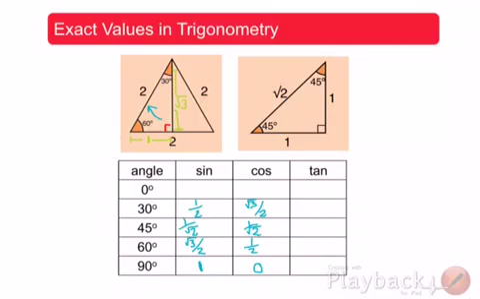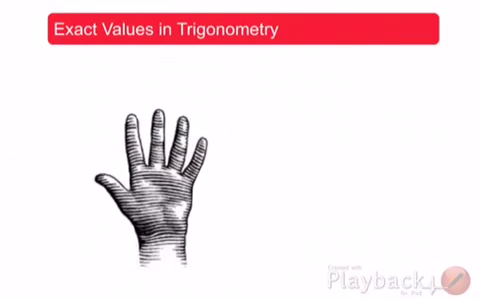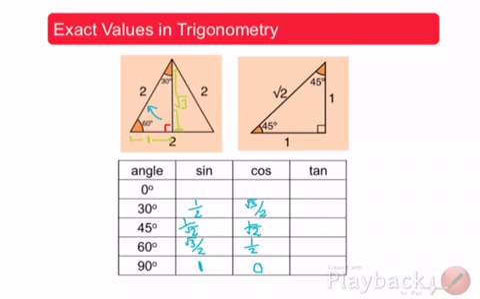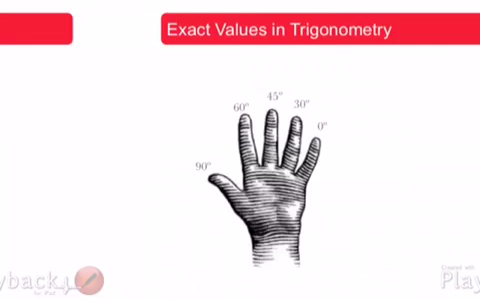I'm going to show you a trick to find them without having to draw the triangles, because that takes a lot of time. So what we do is we lay out our hand and we label it 90 degrees, 60 degrees, 45 degrees, 30 degrees and 0 degrees. So each of the fingers has a common angle that was in our table before. So 0, 30, 45, 60, 90.